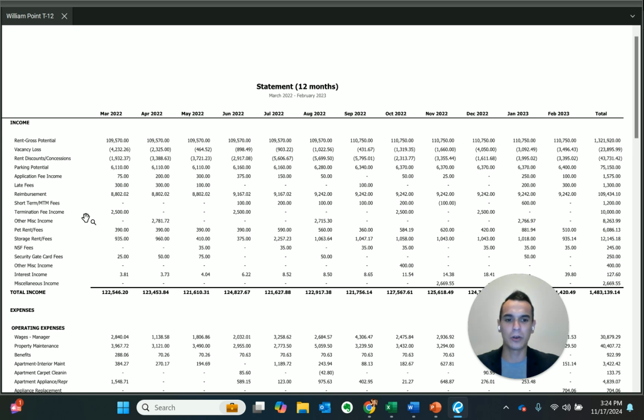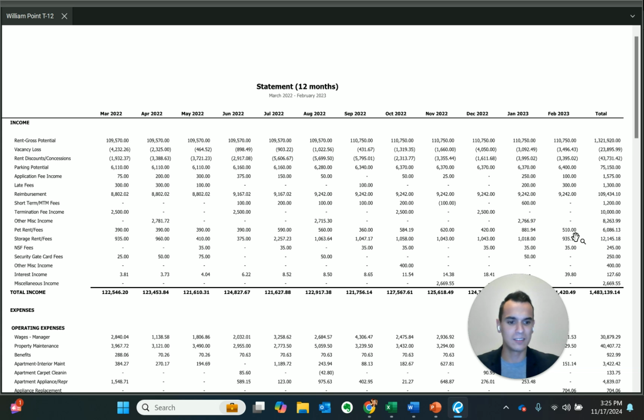Termination fee income. So if you terminate early, maybe you come to an agreement with a tenant, that goes to the termination fee income. Other misc income, again, you can see it sporadically in here every few months. Not sure exactly what that is, but you would have to ask the ownership of the building. Pet rent fees. This is a newer one where you charge maybe 25 bucks, maybe 70 bucks, depending on the size of the pet. And you can see it's a little bit of a consistent income here.